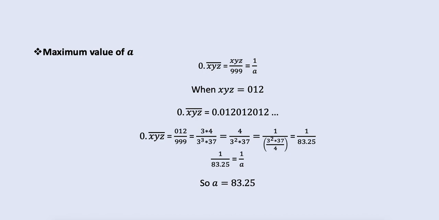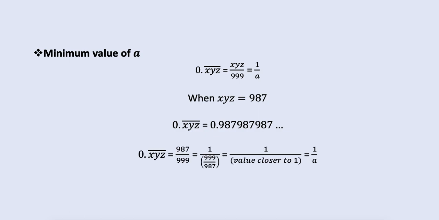So in that scenario, quantity A is greater. If I see the minimum value of a, for that I need to maximize the value of xyz. That is maximum when we have 987. So this will be 987 divided by 999 is equal to 1 over a. We don't need to prime factorize this. Just take 987 in the denominator. So this will be 1 over 999 divided by 987. That means in the denominator we have a value very close to 1. So in this scenario a is equal to a value closer to 1. That's why quantity B is greater in this scenario.